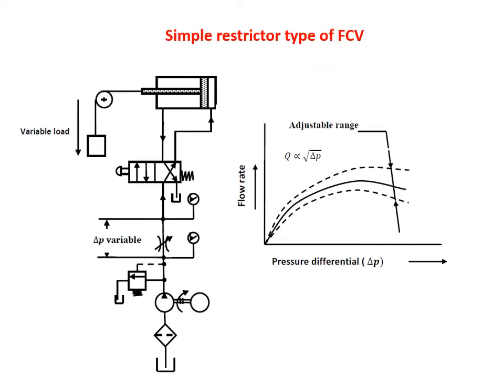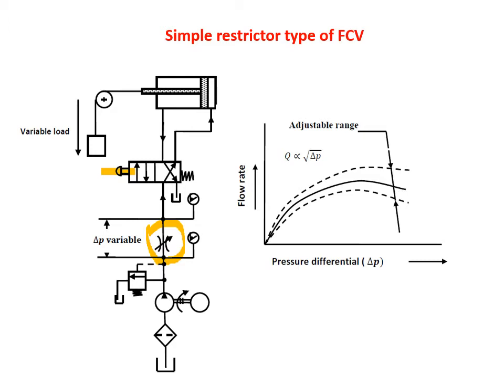A simple flow restrictor type of flow control valve is shown in this circuit. So this is, you can say, a flow restrictor. In this particular circuit, this is a filter pump, this is a pressure relief valve, and from the pressure relief valve, before the fluid goes to the controlling element, that is the direction control valve, it has to pass through a flow control valve which regulates the amount of fluid going to the circuit.